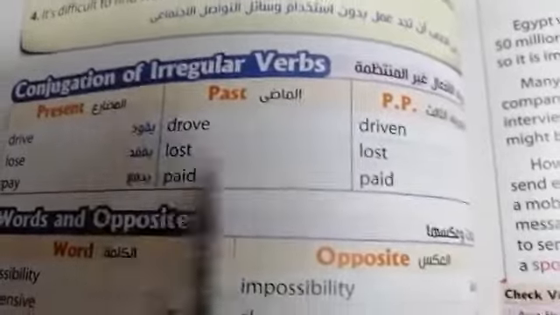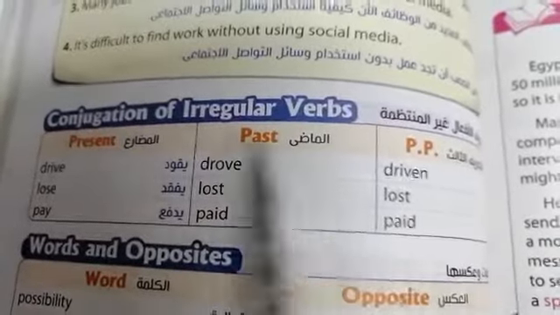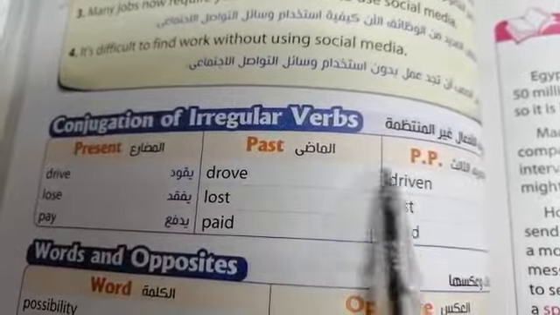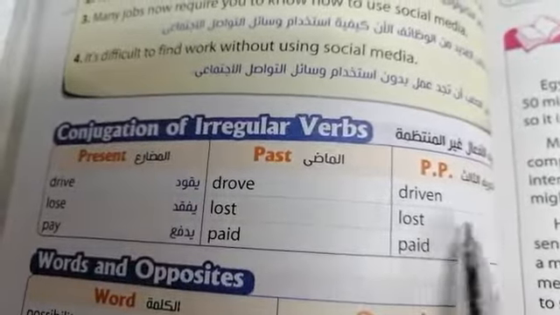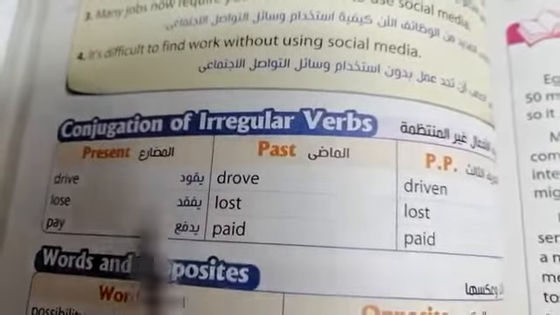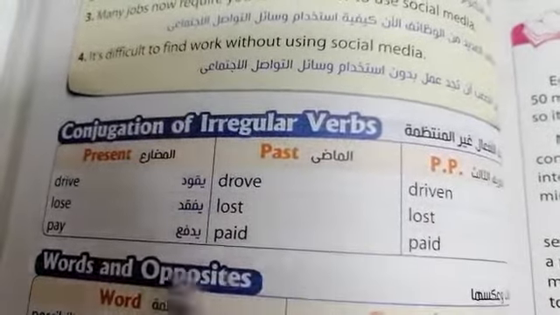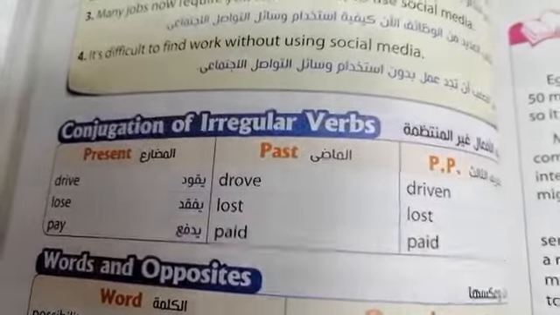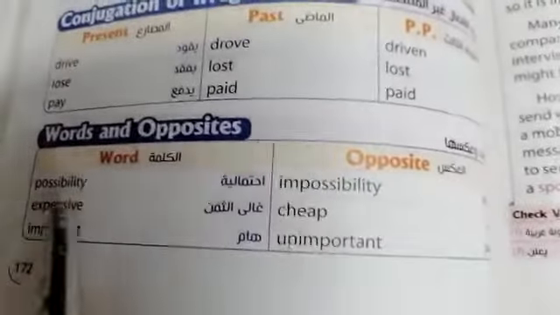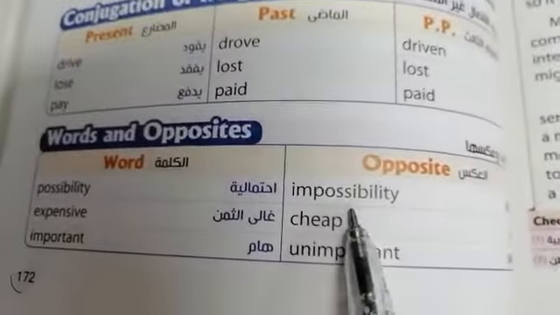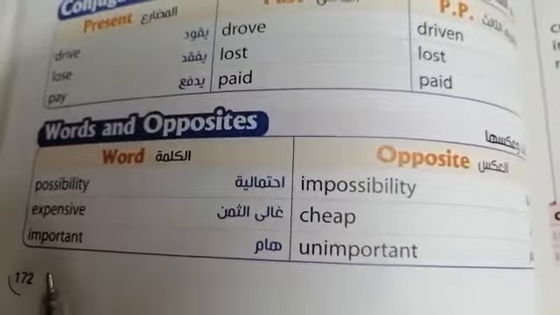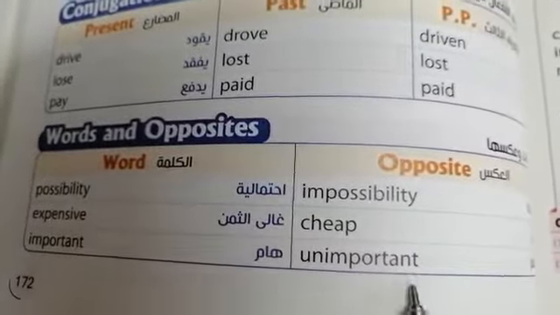Some verbs, present, past, and past participle. You must study these verbs, okay, because we are using them to answer the rewrite exercise. Drive, drove, driven. Lose, lost, lost. Pay, paid, paid. Some words and their opposites: possibility, impossibility. Expensive, cheap. Important, unimportant.